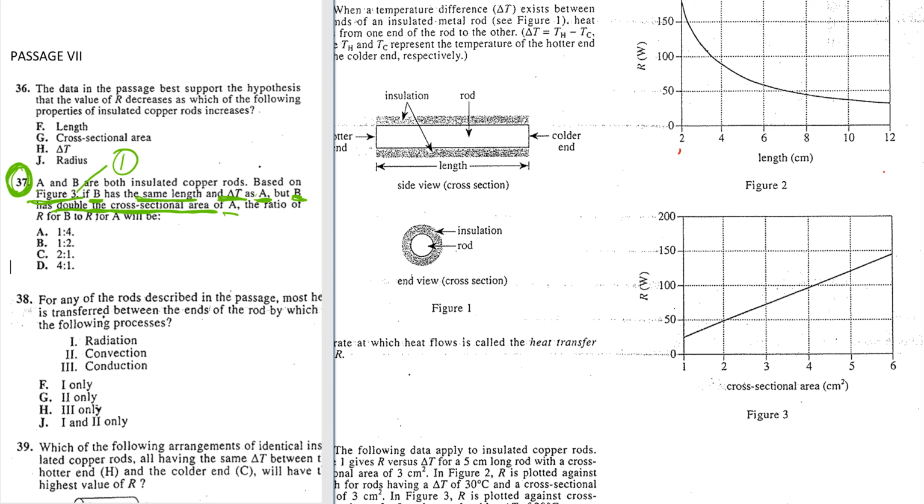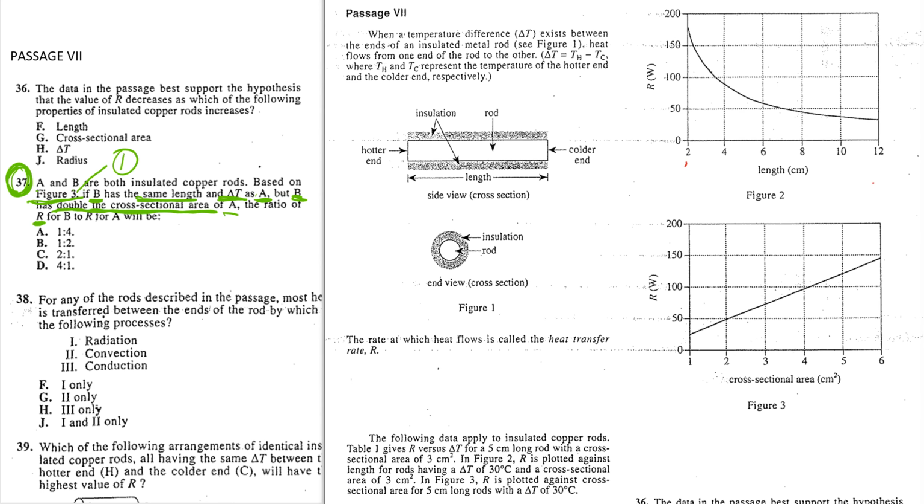The ratio of R, which we found out earlier is the heat transfer rate, is R, right? The ratio of R for B to R for A will be, and I don't know how many times I say this, I say it a lot.